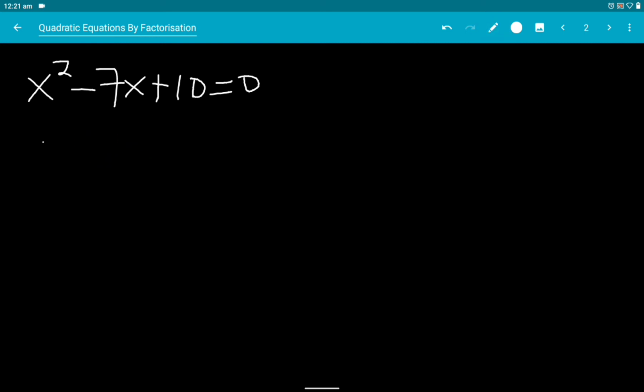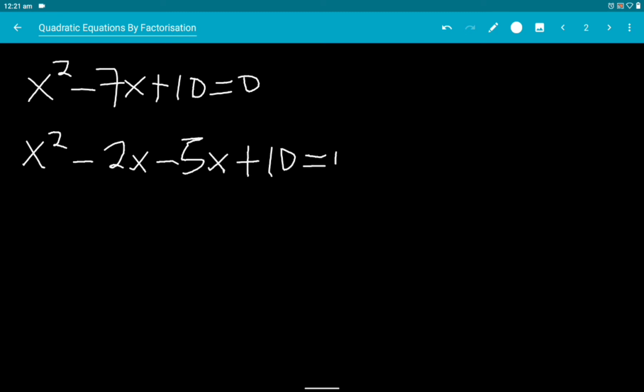Alright, so it means I can now write my x squared term here, minus 2x, then minus 5x plus 10 is equal to 0. Now if you note, you can see that minus 2x minus 5x will still give me minus 7x, as we can see at the top over here. So nothing has been done to the equation. The equation is still the same.